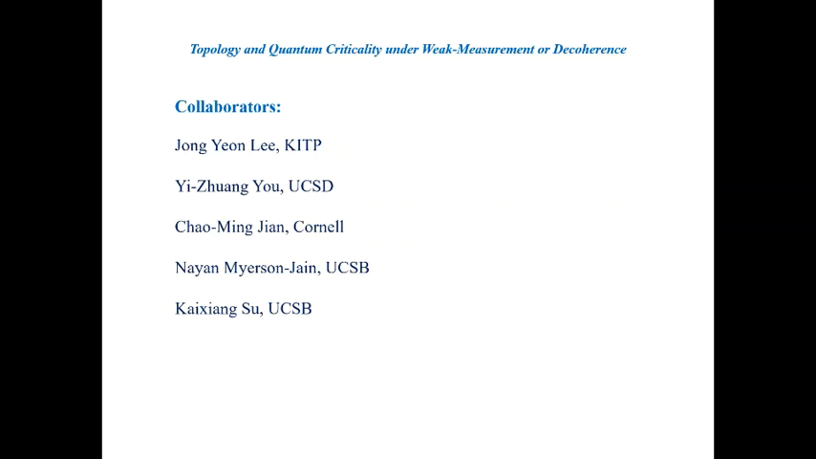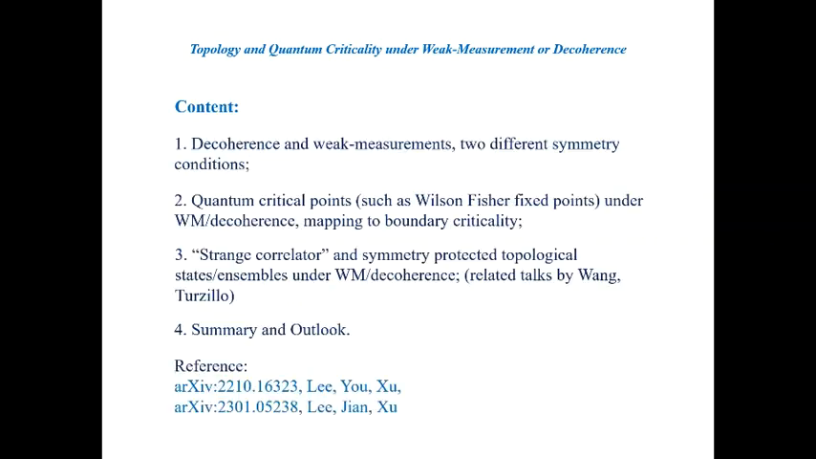Yesterday, there were already talks which touched on some aspects of quantum decoherence. So I will just give a very brief review and introduction about decoherence and weak measurement. Also, I want to mention again that there are two different symmetry conditions. They were mentioned in the talks yesterday, but I will emphasize them again because they will be very important for my talk as well. And then I will talk about quantum critical points. Especially, I will focus on 2+1 dimensional quantum critical points, such as the well known Wilson-Fisher fixed points.